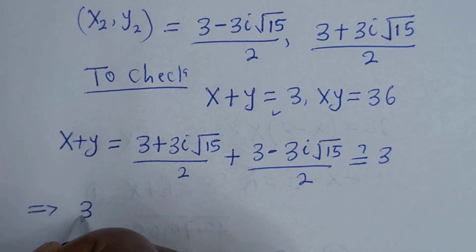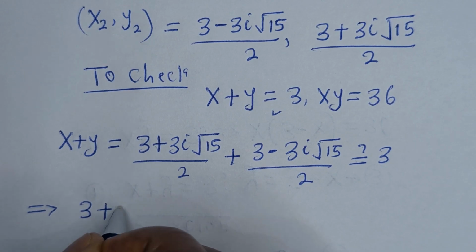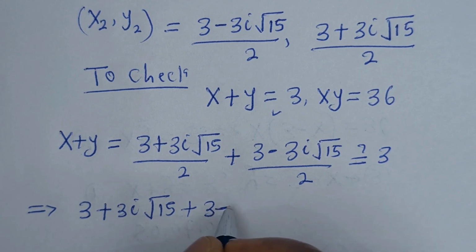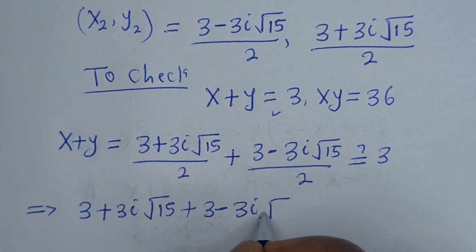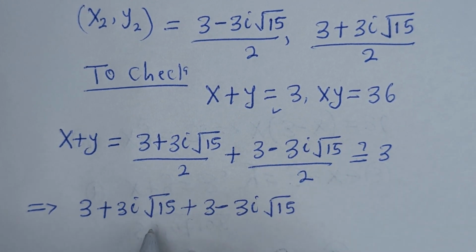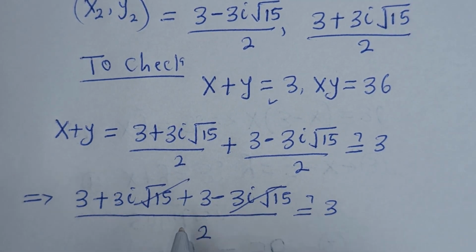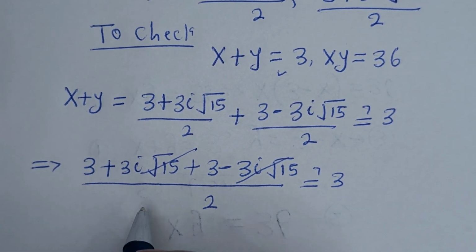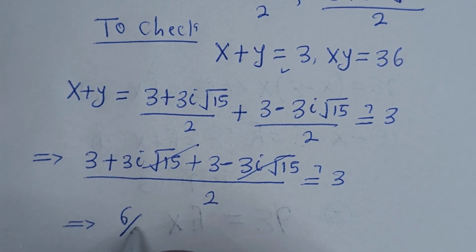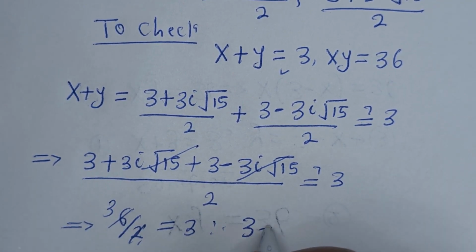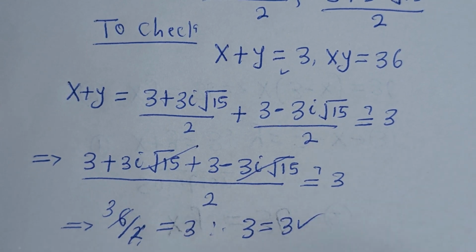Here we have 3 plus 3i root 15 plus 3 minus 3i root 15. The LCM here is 2, over 2, must be equal to 3. This cancels this. 3 plus 3, that is 6. 6 over 2 must be equal to 3. Therefore, 2 here 1, 2 here 3. We have the left hand side 3 is equal to the right hand side 3, which is true.